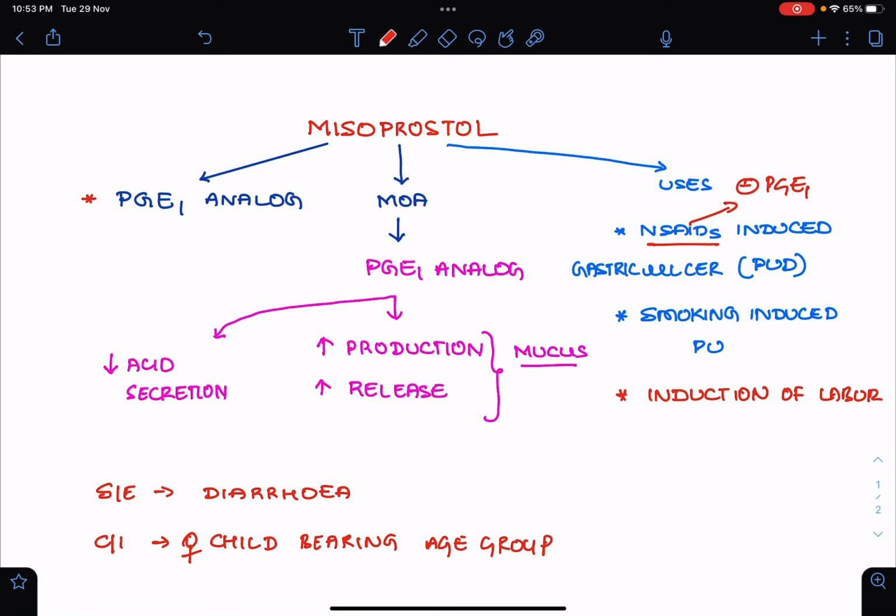So this was a short class on misoprostol. In your exams, they can ask about which analog misoprostol belongs to, and what is the mechanism of action, where it is used, and what are the contraindications. Thank you.